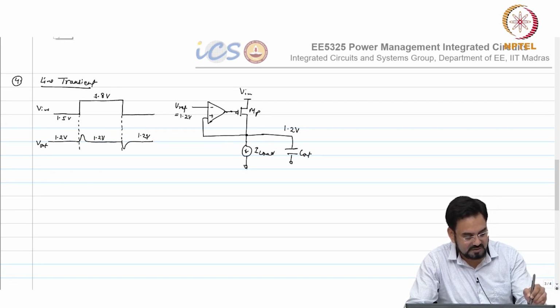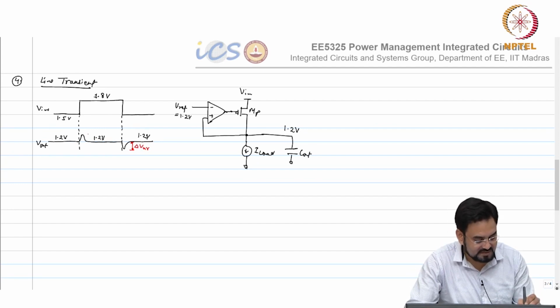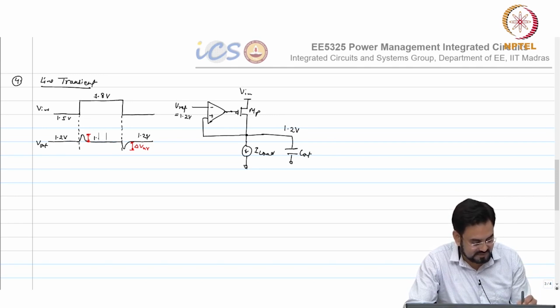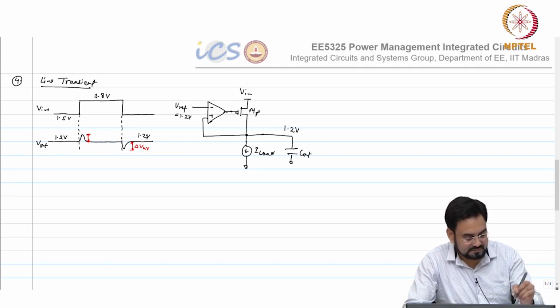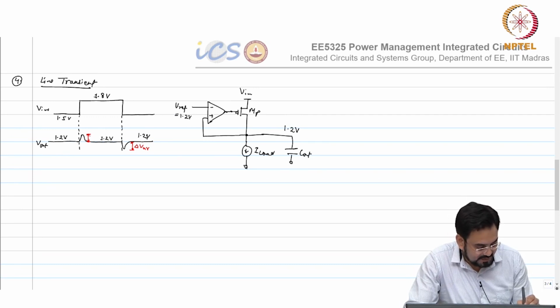So if I call it this, let us say this is delta V UV, under voltage, and this is, let me move this, 1.2 volt. So, I will call this guy delta V OV, over voltage.